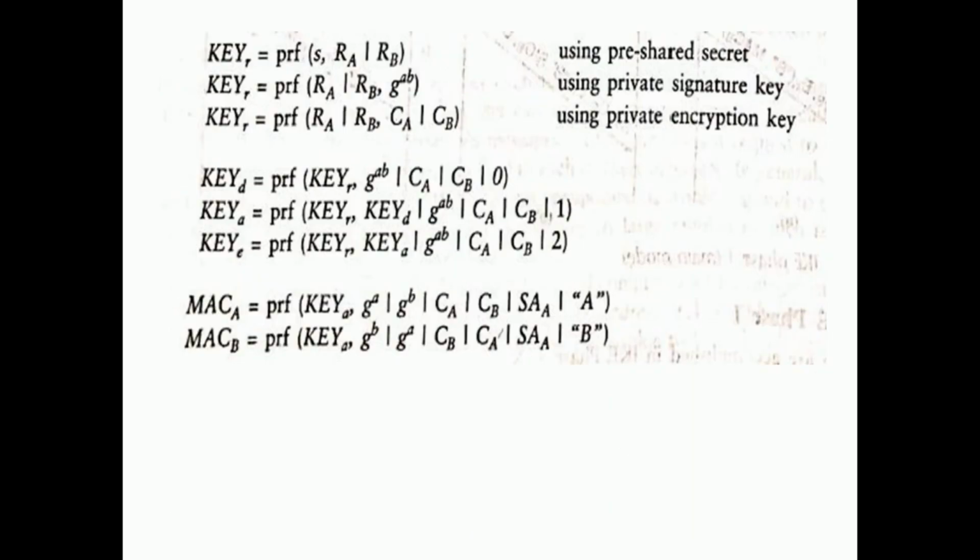So the keys which are going to be derived over here are listed in this slide: KR, KR, KR, then KD, KA, KE, MAC A, MAC B. So what exactly are the parameters which we need to pass to compute this MAC? And these are the key values. They are going to use them to derive this KD, KE.